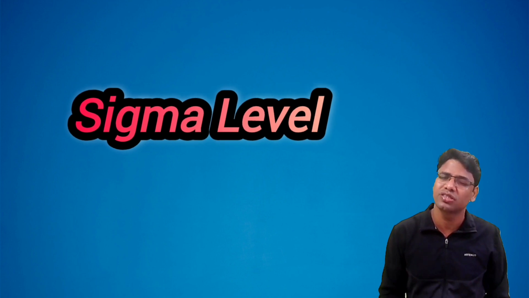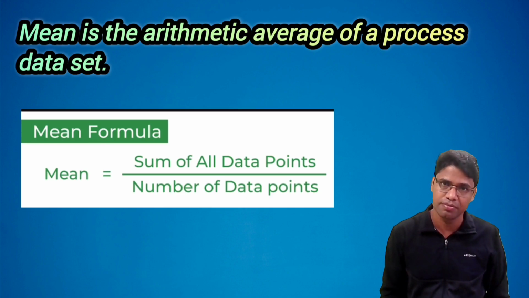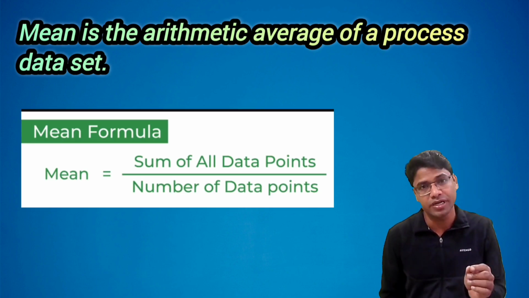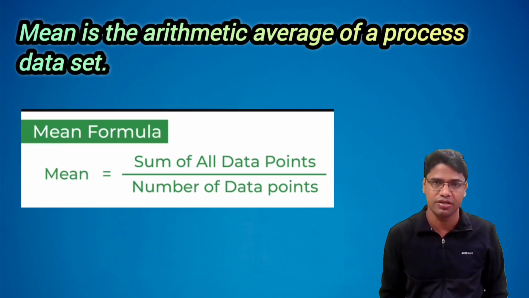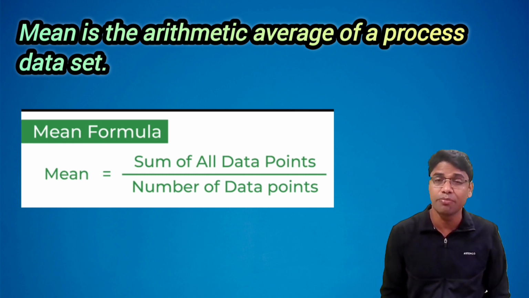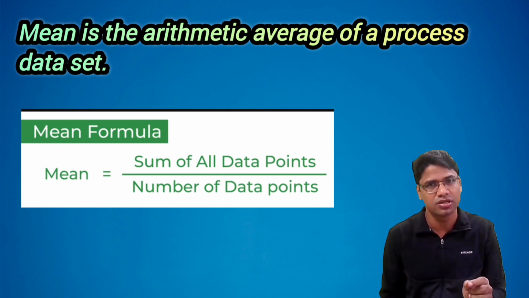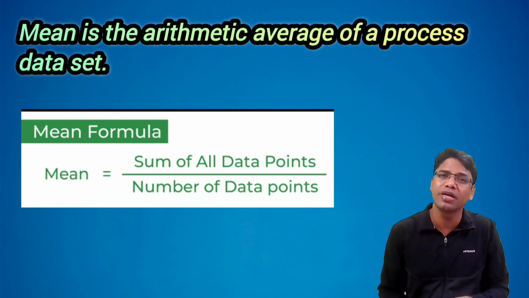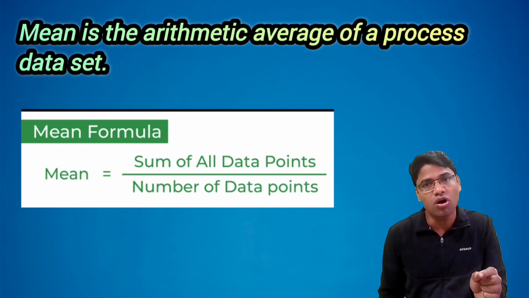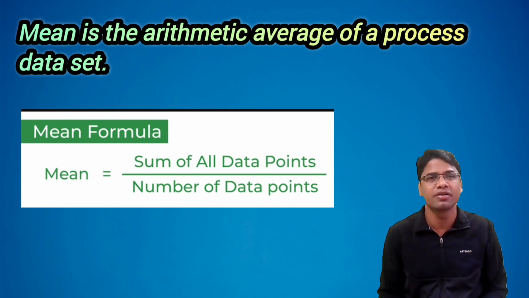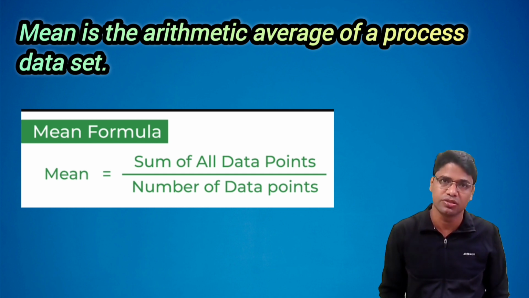Before we learn the Sigma level, we have to learn some terminology. The first term is mean. Mean is the arithmetical average of the process data set. We all know the mean is also known as average. The formula of mean is the sum of all observations divided by the total number of observations.